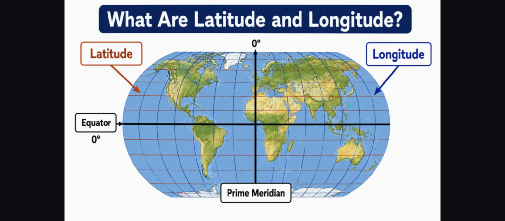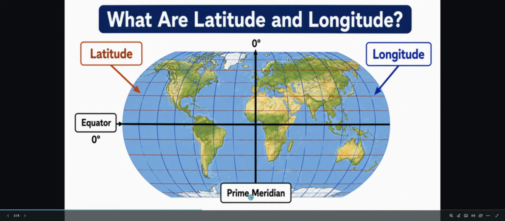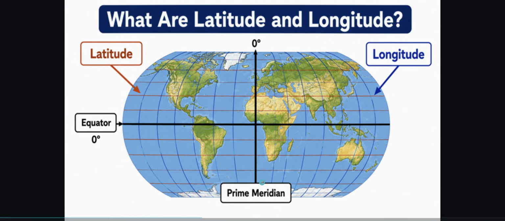Latitude lines run from east to west, but measure how far north or south a place is from the equator. This is the equator right here. Longitude lines run from the North Pole to the South Pole, and they measure how far east or west a place is from the prime meridian. This is the prime meridian right here. When we use latitude and longitude together, they give us the exact address of any location on Earth.